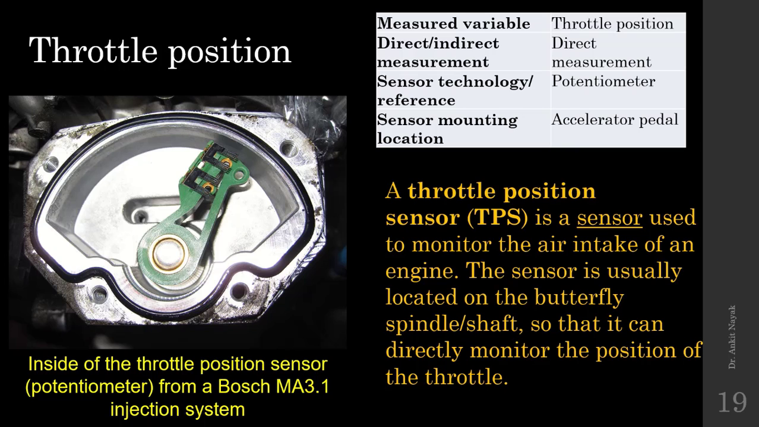So when you require to measure the position of your throttle, then you can use the potentiometer. In this image, you can observe the inside of the throttle position sensor. Here you can observe the throttle position sensor, which is nothing but a potentiometer kind of sensor.